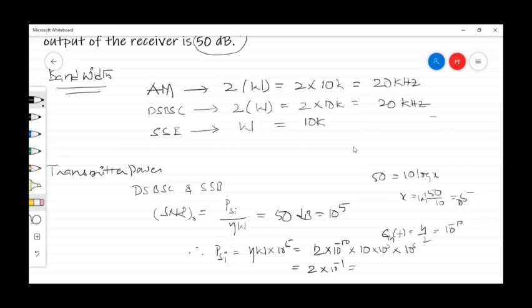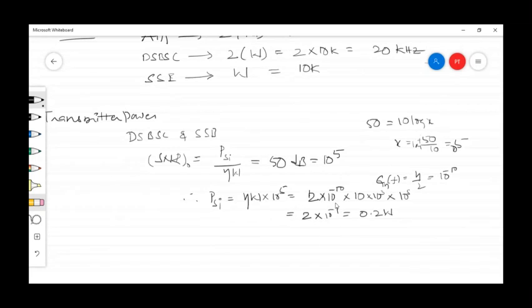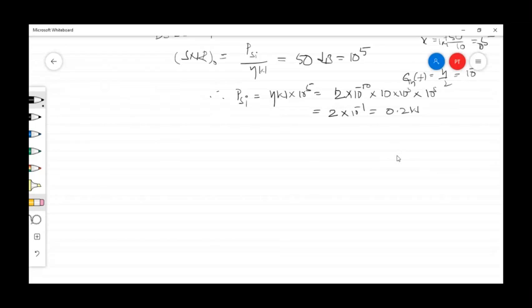Isn't it? That means 0.2 watts. So 2 into 10 power minus 1 is 0.2 watts.